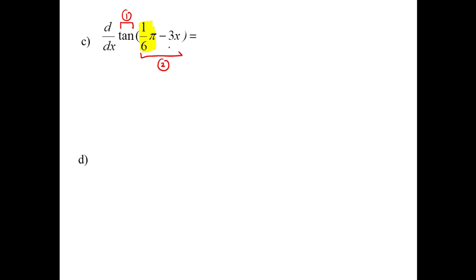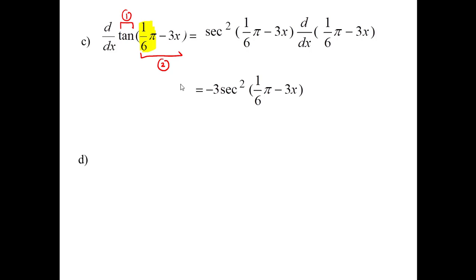When you differentiate tangent, based on the basic rule, you should get secant squared. After you write the secant squared, please write back again the function 1/(6π) - 3x, and we do the second differentiation of the inner function, so you obtain a negative 3. Lastly, simplify, so the negative 3 becomes the coefficient. Start from the coefficient and then followed by the trigonometry function.